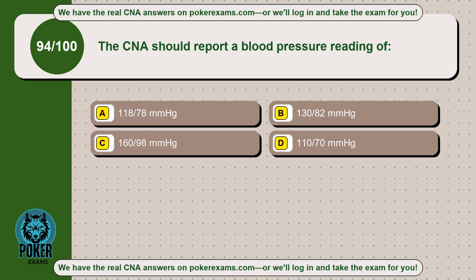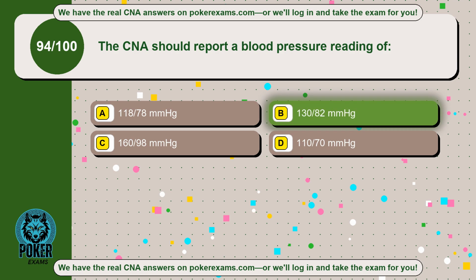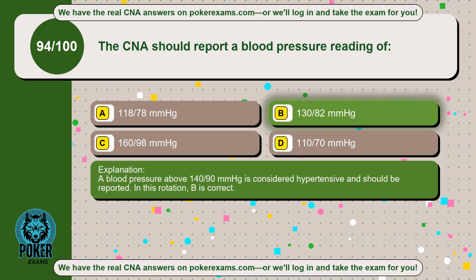Question 94. The CNA should report a blood pressure reading of: Option A, 118/78 mmHg. Option B, 130/82 mmHg. Option C, 160/98 mmHg. Option D, 110/70 mmHg. The correct answer is option B. 130/82 mmHg. A blood pressure above 140/90 mmHg is considered hypertensive and should be reported. In this rotation, B is correct.